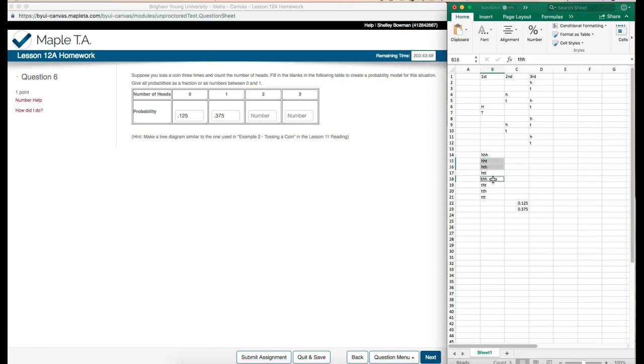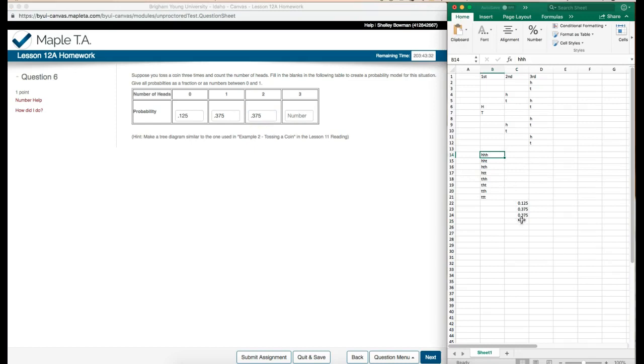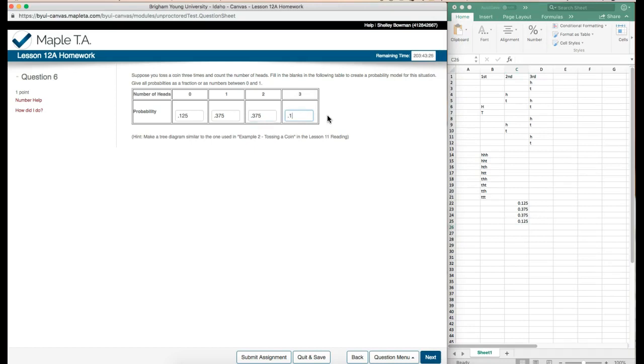Again, the same thing, equals 3 divided by 8, which is 0.375. And then the last one will be 3 heads, which only happened once. So again, equals 1 divided by 8, which is 0.125.